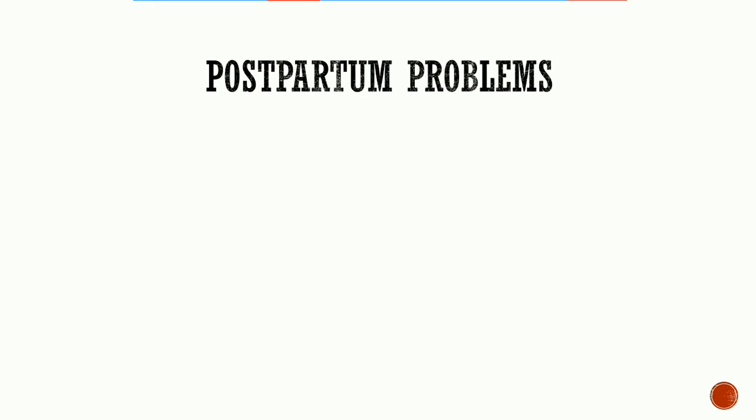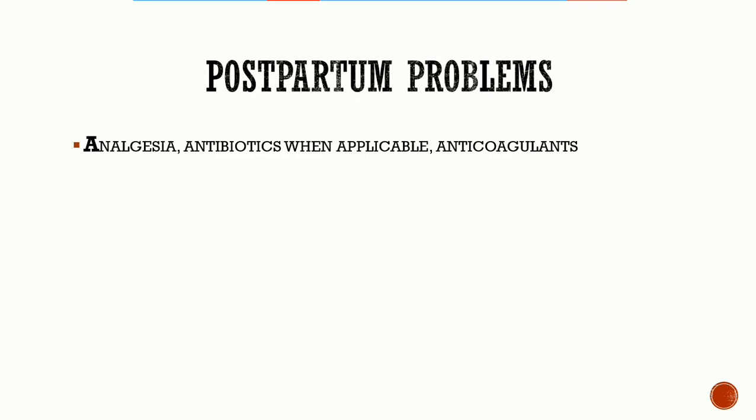Postpartum problems I used to remember by using a mnemonic. Basically, it's A B C D E F. A is analgesic. Remember these things. Antibiotics wherever applicable, not routinely, and anticoagulants, that is DVT prophylaxis, whenever applicable. Okay, not routinely. But analgesics you can mention routinely.